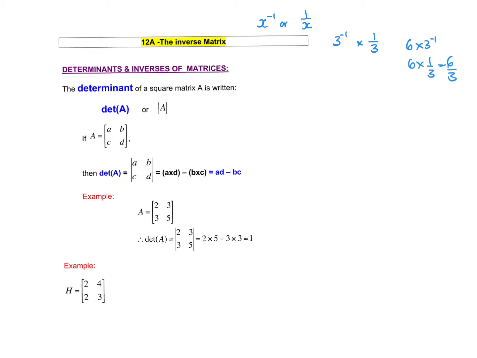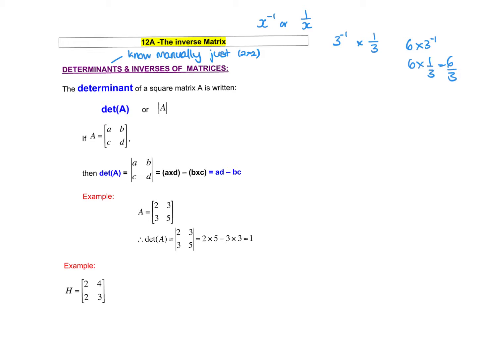So we're going to look at finding the inverse manually for a 2 by 2. You might just write that there: you need to know how to do it manually just for a 2 by 2. The rest we do using a calculator, okay? So it's just the 2 by 2.